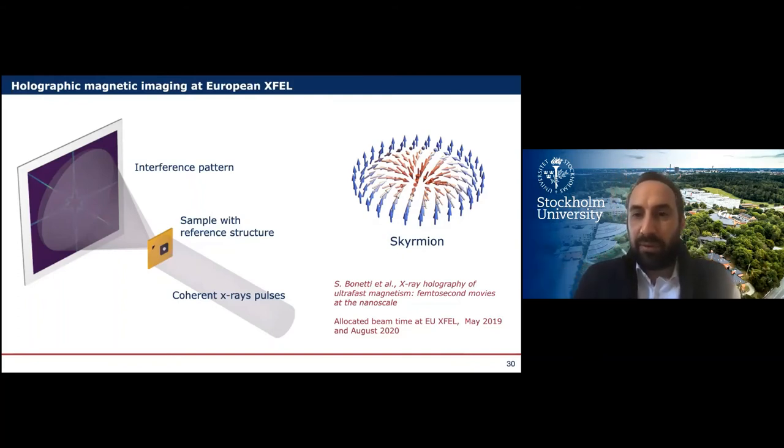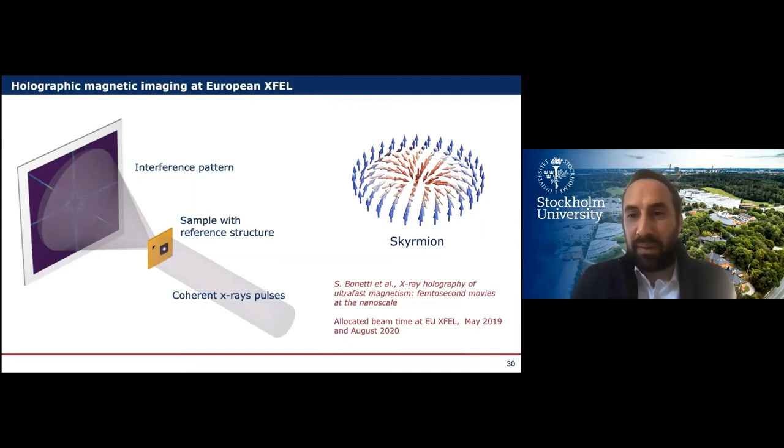The idea was to do this experiment at the newly built European XFEL, which allows better statistics. The imaging works even at older facilities, but for some of these experiments it was not enough. So we built a higher-performing machine to try to make movies of how these skyrmion structures look and how they reverse upon illumination with a laser pulse.